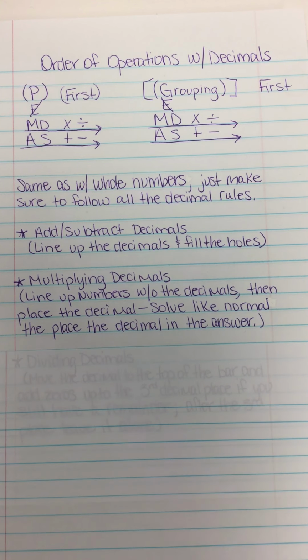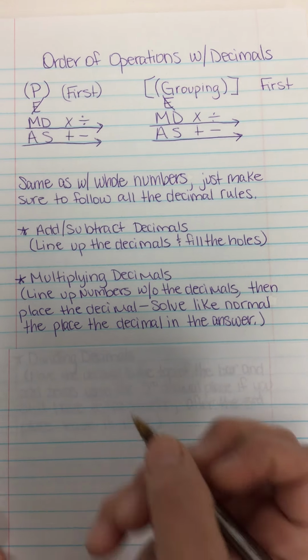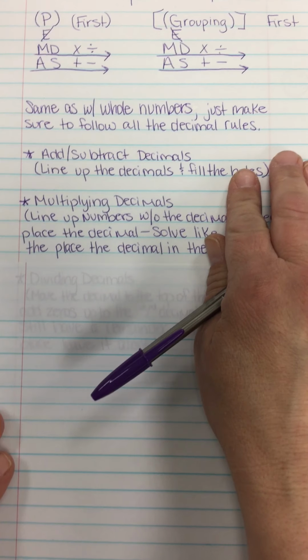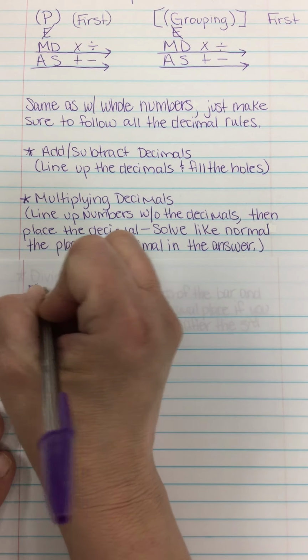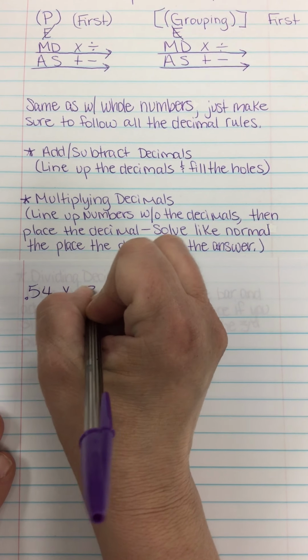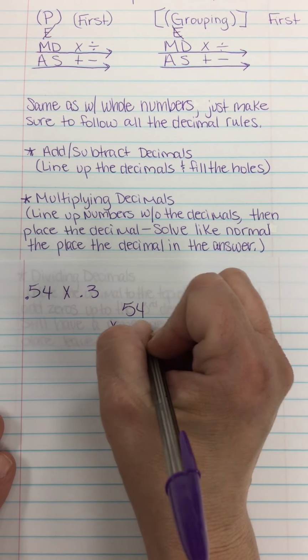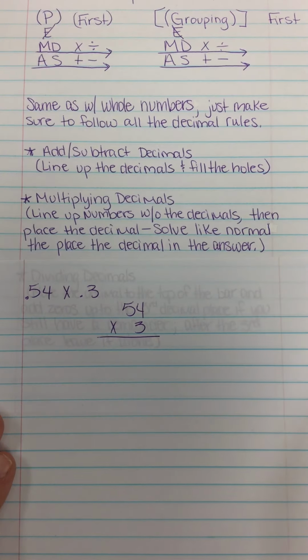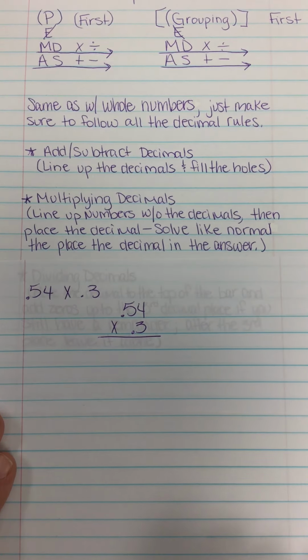With multiplication, when we multiply decimals, we line up the numbers without the decimal. Then we place the decimal in the problem, solve it like we would a normal multiplication problem, and then put the decimal in the answer. So, for example, if I'm going to multiply 54 hundredths times 3/10, I'm going to line it up 54 times 3 without the decimal. Then I'm going to place the decimals, 54 hundredths times 3/10.